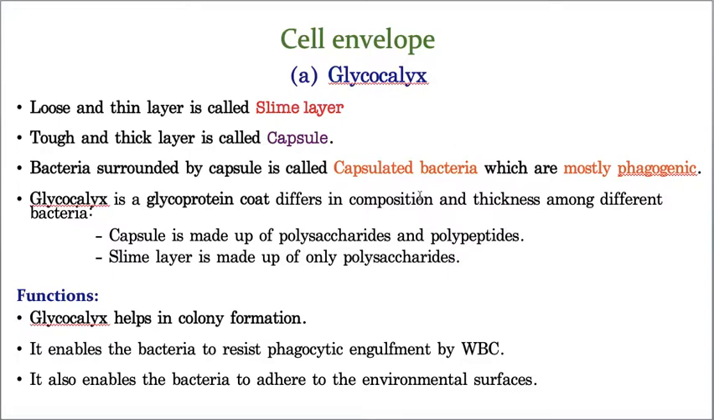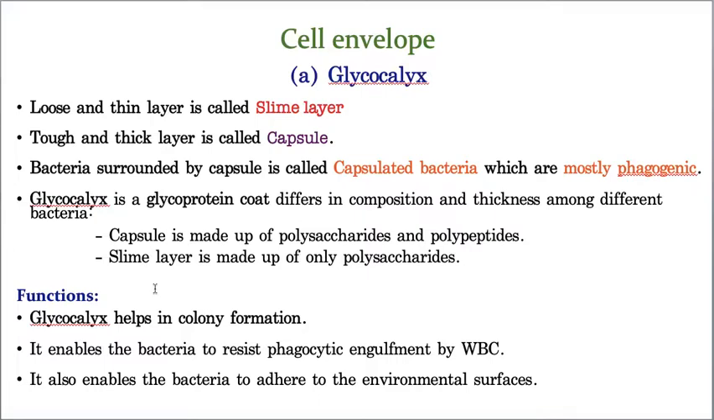where its composition and also thickness differ from one bacterium to another, where in some bacteria it is present in the form of a slime layer, in others in the form of a capsule, as I just mentioned a few minutes back. If it is a capsule, the glycocalyx is made up of polysaccharides and polypeptides, whereas if the same glycocalyx is present as a slime layer, it is made up of only polysaccharides, where polypeptides are absent.